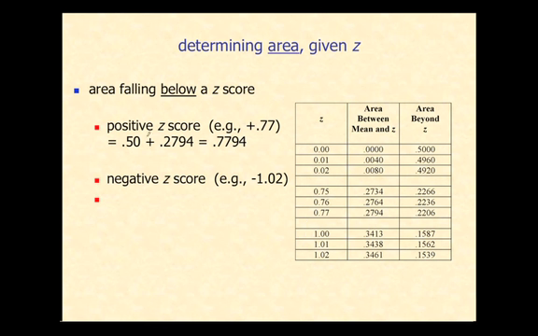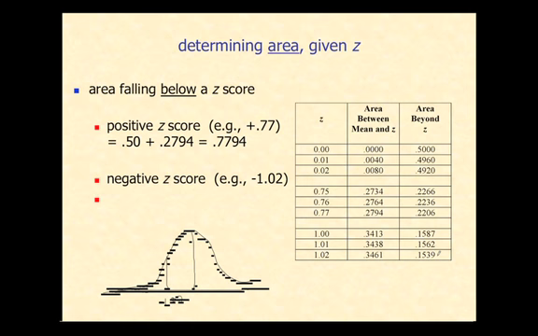77.94% of the curve falls below z. How about a negative z-score? We can do the same thing. So again, if we look at our little sketch and we think of a negative z-score of minus 1.02, if we look here, we see that the area beyond z, that's below it, is 0.1539, and that's this area right here.